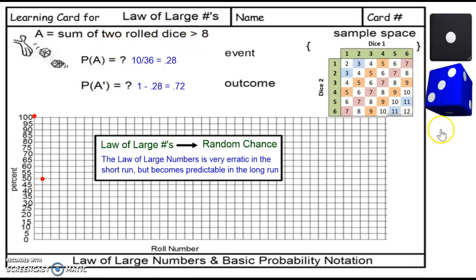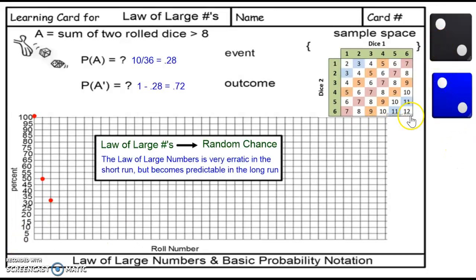Well, let's roll it again. Here I got 6 again. So now only 1 out of 3 rolls did I get a sum that is greater than 8. So 1 out of 3 is 33.3%. So I'm going to put this right about there, right at about 33%. Okay, let's roll again.